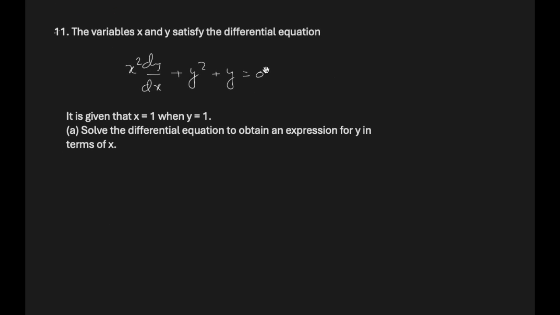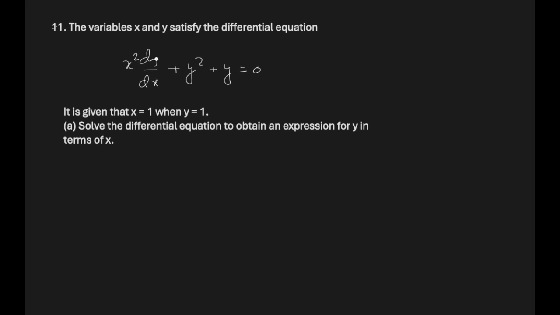Okay, question number 11. The variables x and y satisfy the differential equation. This one. Okay, it is given that x is equal to 1 when y is equal to 1. Okay, solve the differential equation to obtain the expression for y in terms of x. We will separate these first. So x squared dy over dx remains on one side, and minus y squared minus y go to the other side. Now dx has to be with x and y has to be with y.